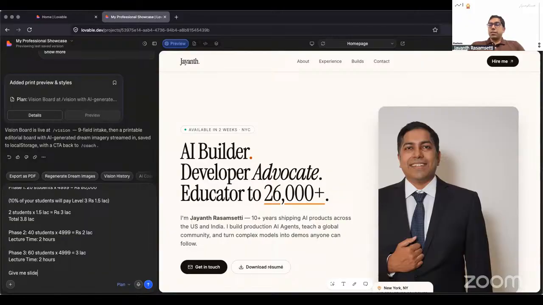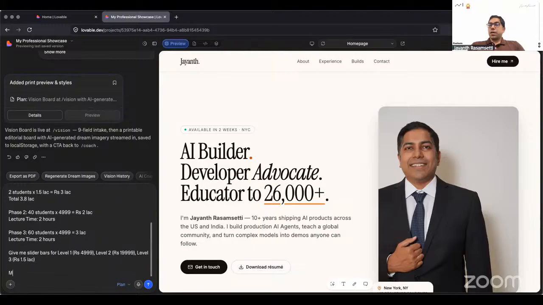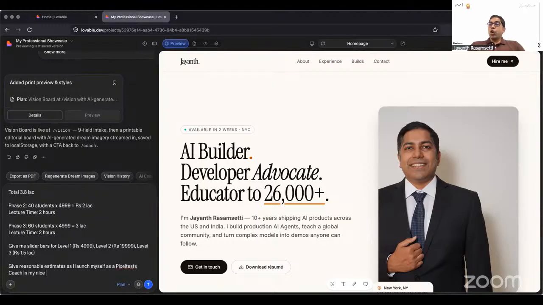Give me slider bars for level 1, level 2, level 3. Level 1 price point is 4,999. Level 2 is 1,999. And level 3 is 1.5 lakh. Give reasonable estimate as I launch myself as an Excel test coach in my niche. So your niche, you have to write your niche. Insert your niche.